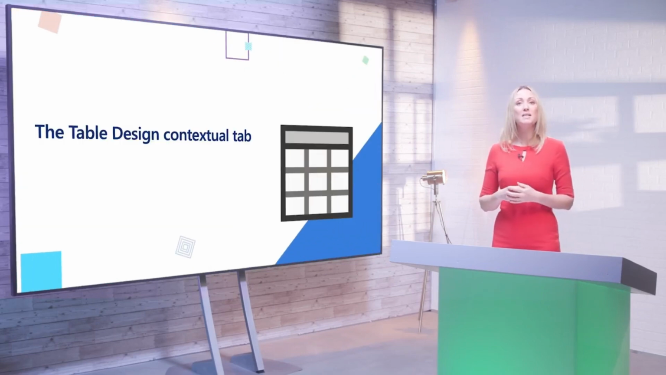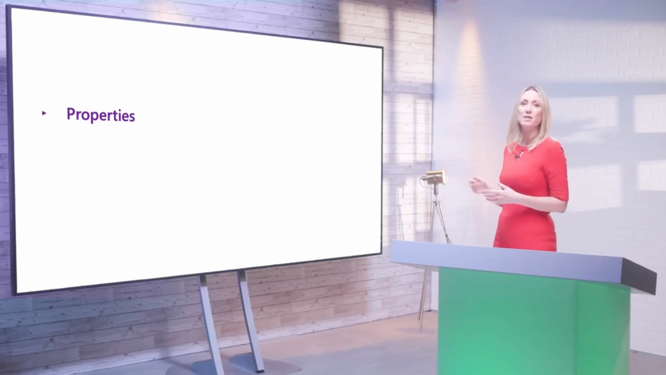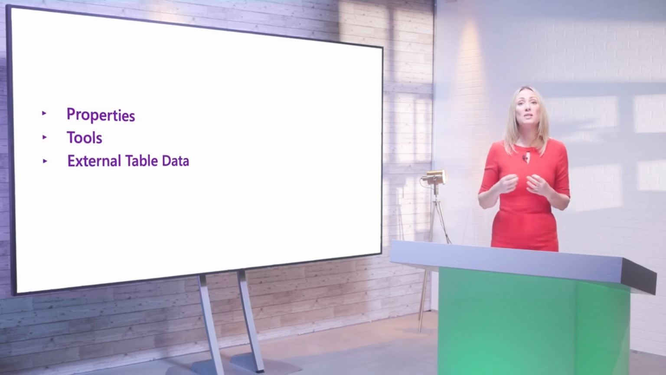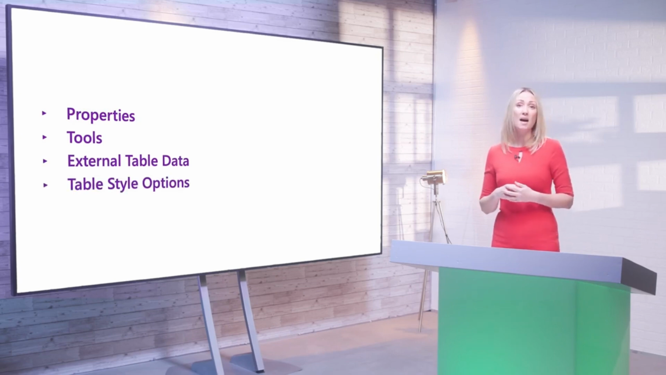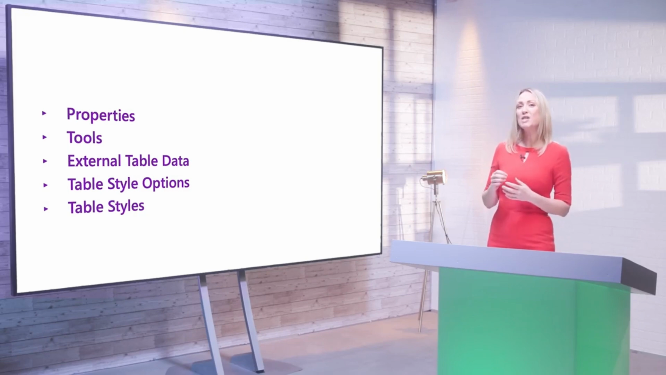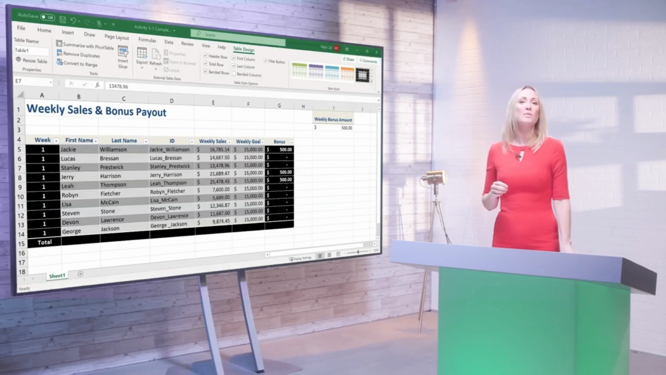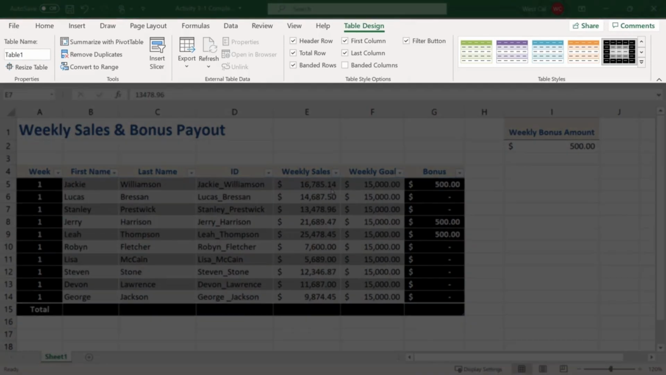Let's start with the Table Design Contextual tab and briefly explore the various groups, commands and options that they contain. Let's start with the groups. They are the Properties group, the Tools group, the External Table Data group, the Table Style Options group, and the Table Styles group. Now let's explore each one of them. Whenever you're working with a table, the Table Design Contextual tab appears on the ribbon. Using the controls on this tab, you can modify just about any aspect of your table.